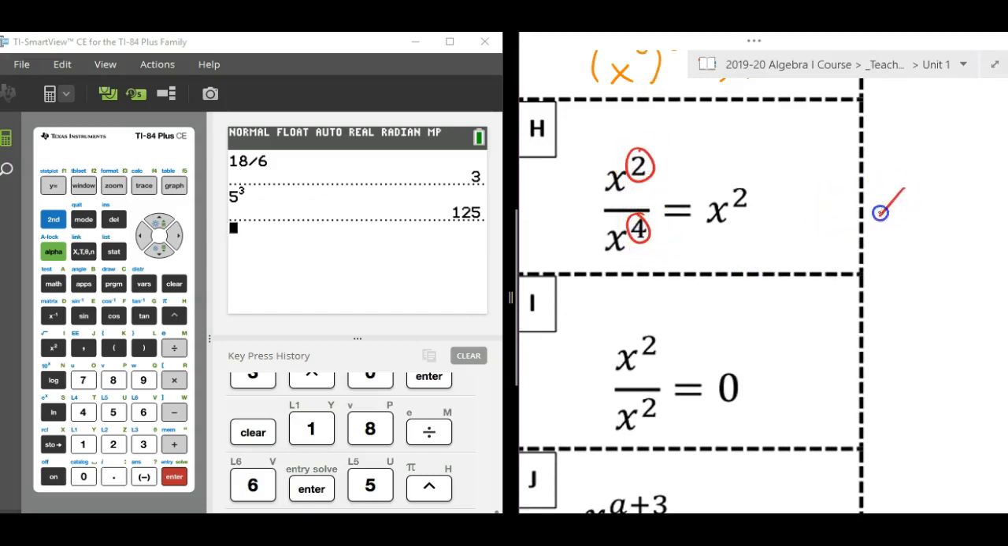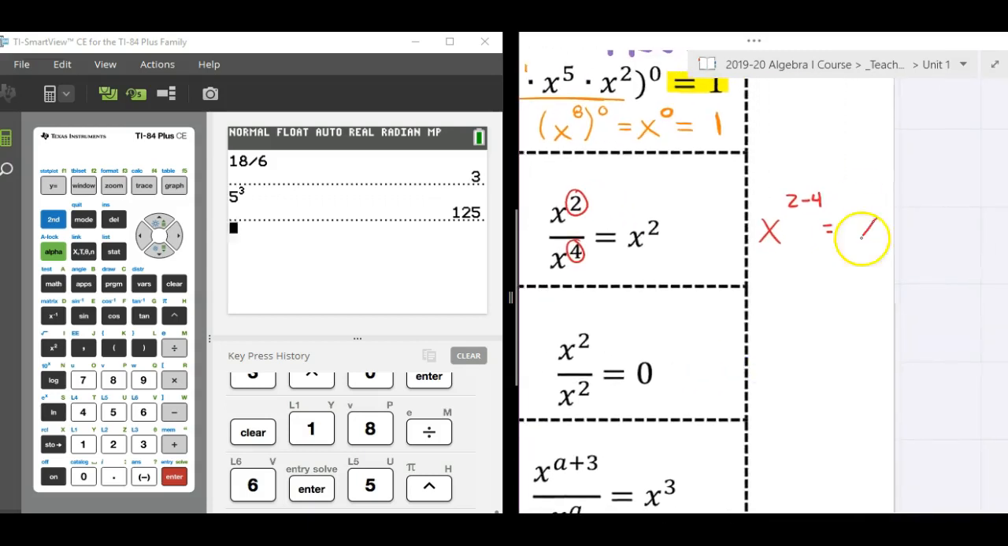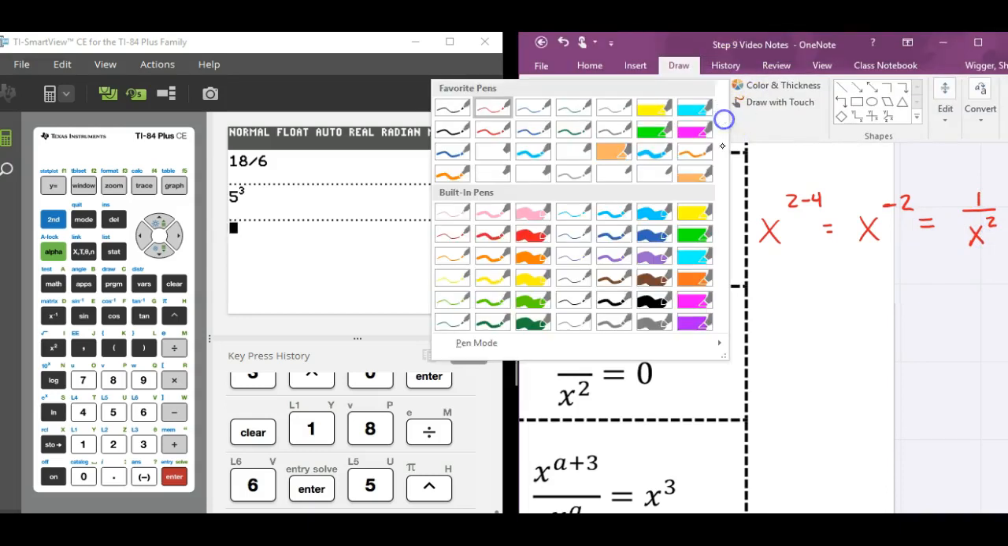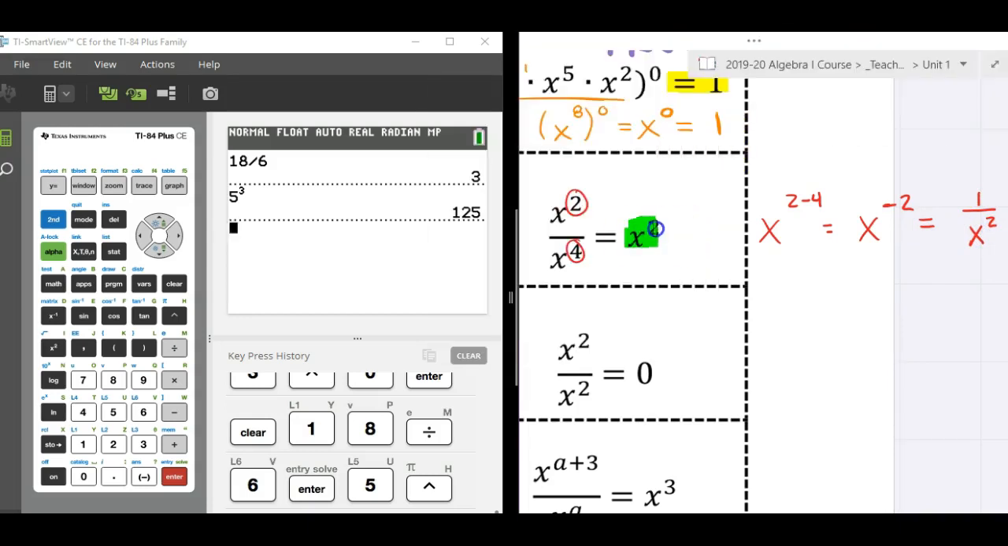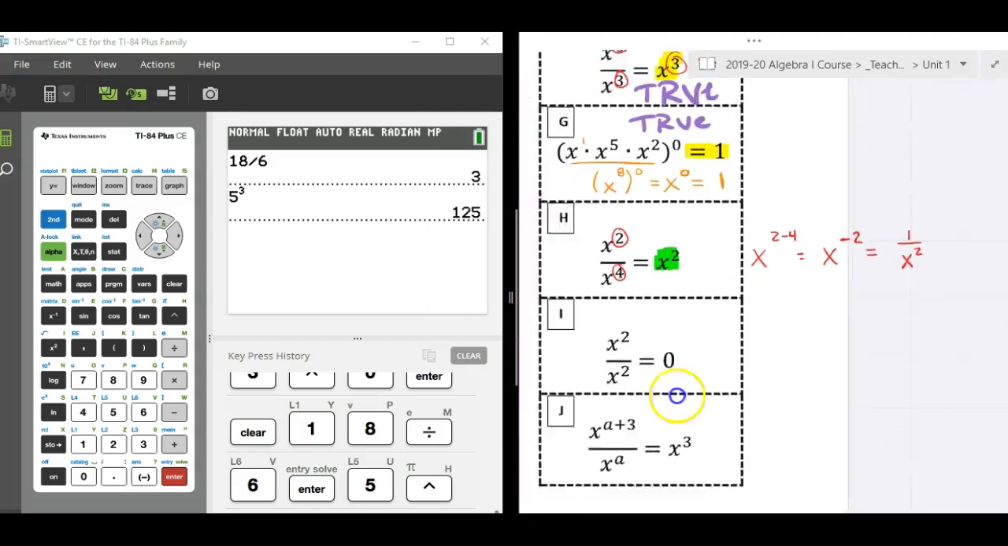Common base of x. 2 minus 4 is negative 2. This would be equal to 1 over x squared, not x squared.